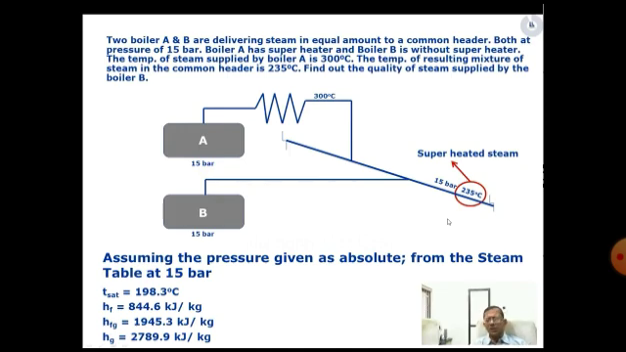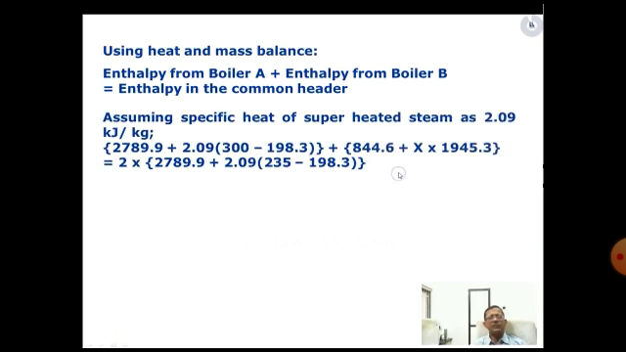And since boiler B does not have a superheater, most likely it is going to be wet steam. The dryness fraction is unknown, which we actually need to find out. So let us assume it is a dryness fraction x. Now, using the heat and mass balance, first we understand that both are delivering an equal amount of steam. So if boiler A is supplying 1 kg, boiler B is also supplying 1 kg. The total quantity of steam in the common header will be 2 kg. So now we use the heat and mass balance: enthalpy from boiler A plus enthalpy from boiler B will be equal to the enthalpy of the common header steam.